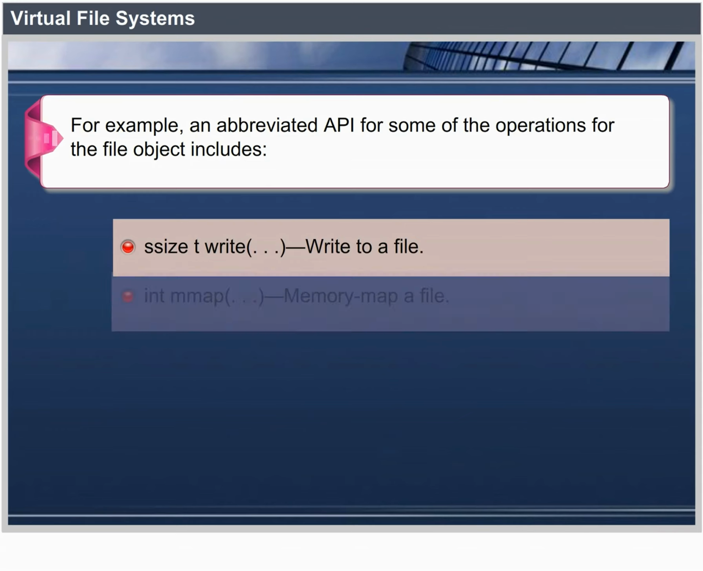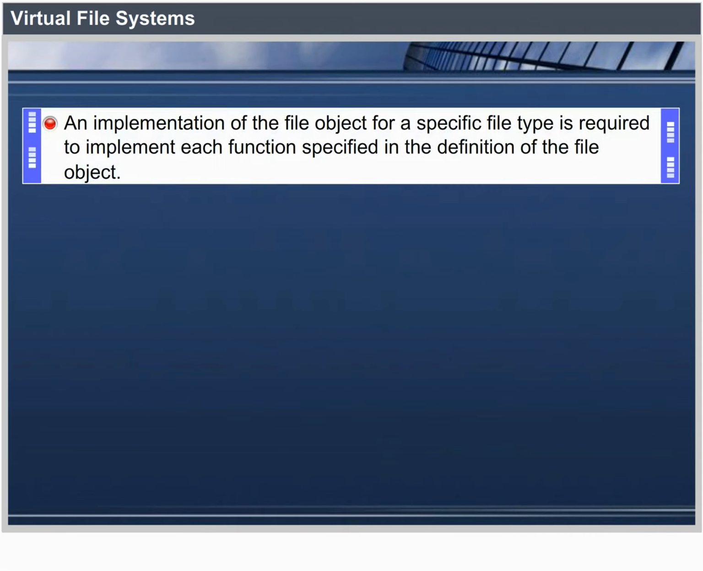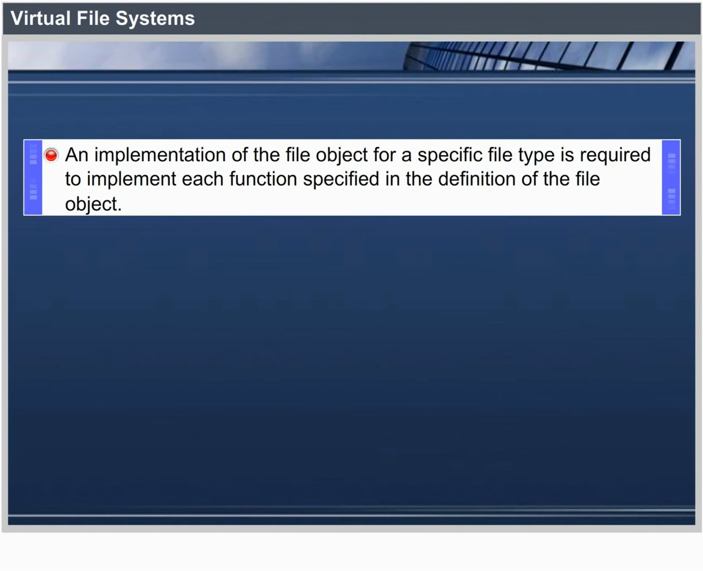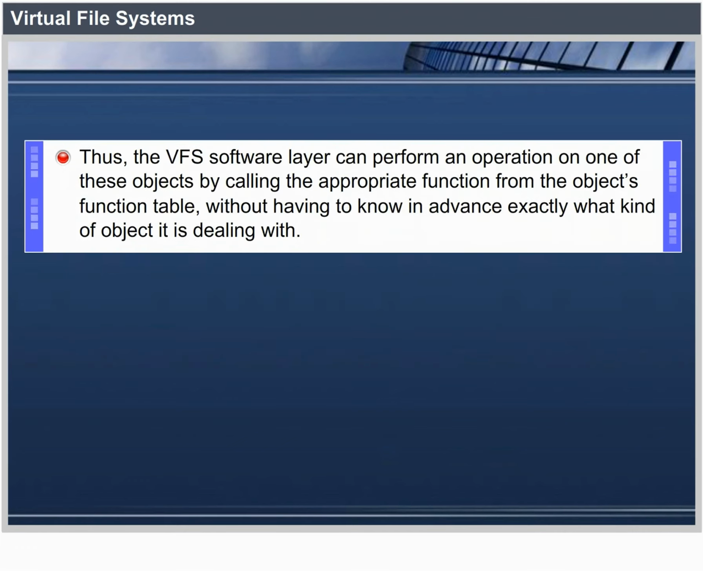An implementation of the file object for a specific file type is required to implement each function specified in the definition of the file object. The complete definition of the file object is specified in the struct file operations, which is located in the file /usr/include/linux/fs.h. Thus, the VFS software layer can perform an operation on one of these objects by calling the appropriate function from the object's function table without having to know in advance exactly what kind of object it is dealing with.